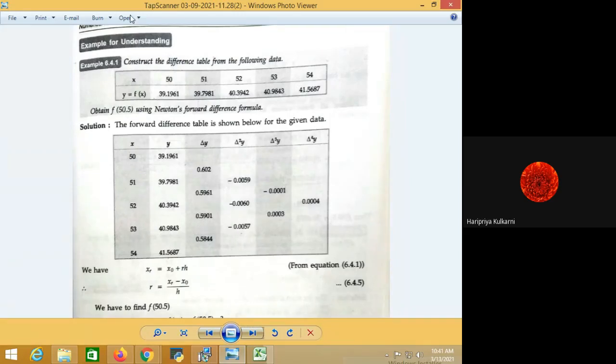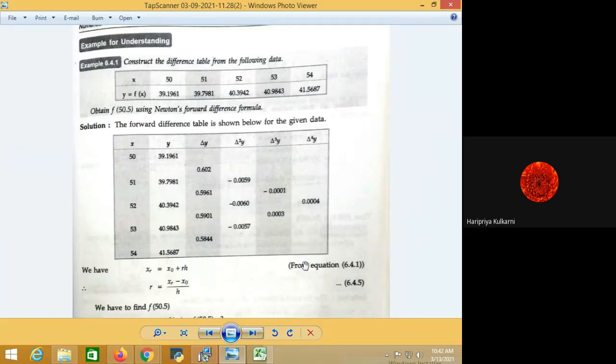Construct a difference table from the following data and obtain the value f(50.5) using Newton's forward difference formula. This is how the numerical is given, and we have to solve it by applying Newton's forward difference formula. So let us form the table first.